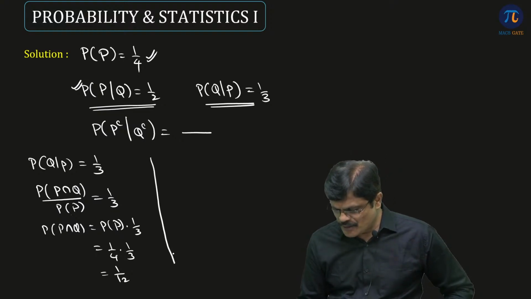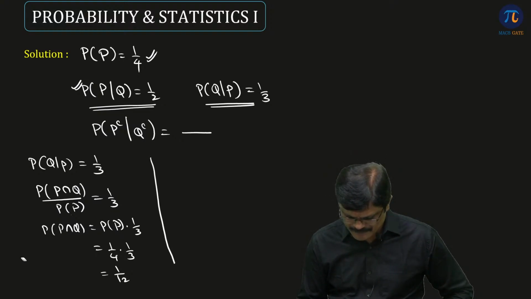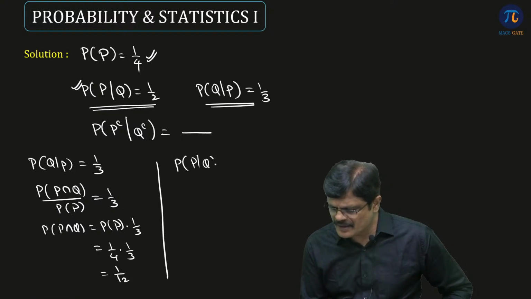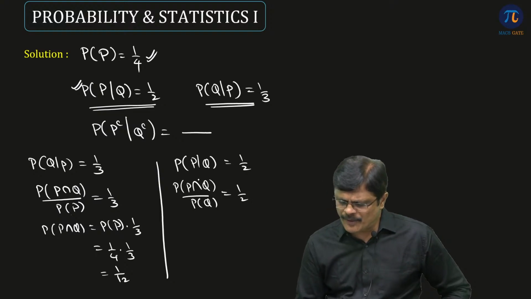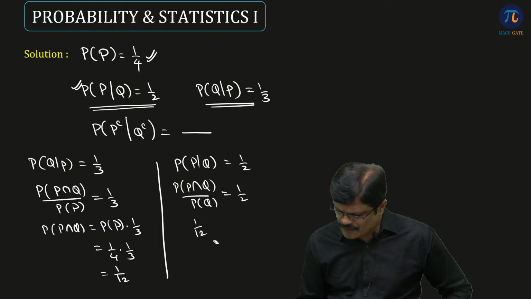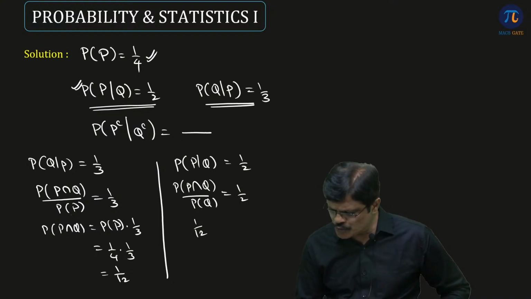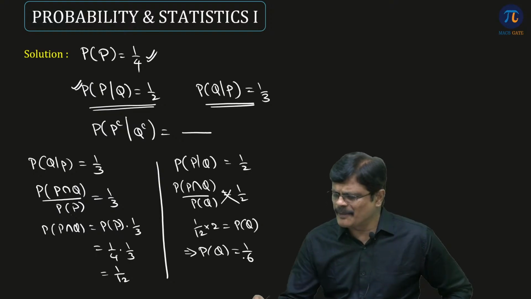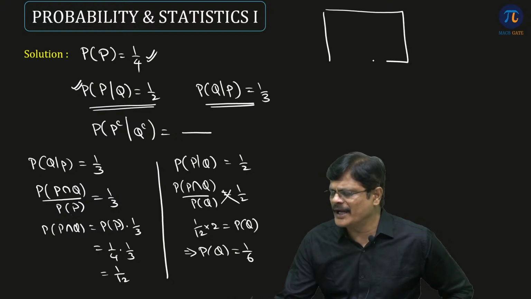So the question is, what is probability of P given Q? Of course, it is given as 1 by 2, but it is probability of P intersection Q by probability of Q, which is 1 by 2. In this, probability of P intersection Q you know, which is 1 by 12. And what I do, I'll send P of Q to that side and 2 to this side. Cross multiplication. So this is multiplied with 2. So you get probability of Q equal to 1 by 6.